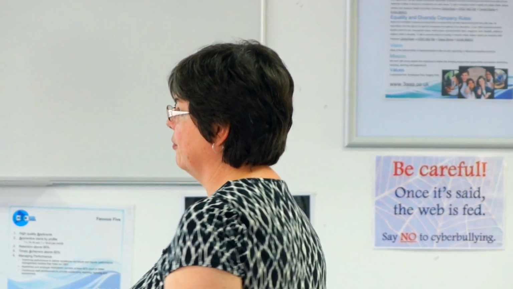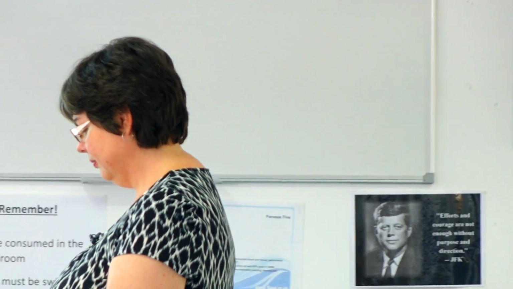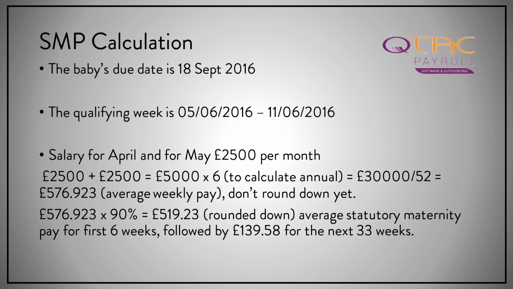She earns £2,500 a month, and it's the same every month. So, the baby's due on the 18th of September. Her qualifying week is the 5th to the 11th of June. Her salary for April and May is £2,500 per month.